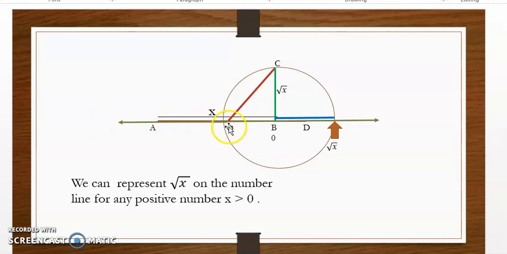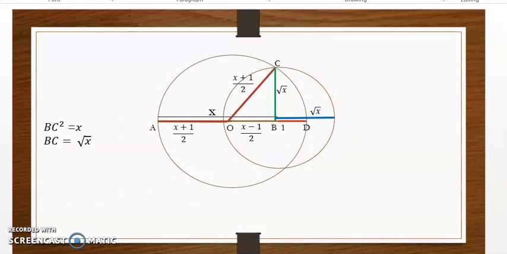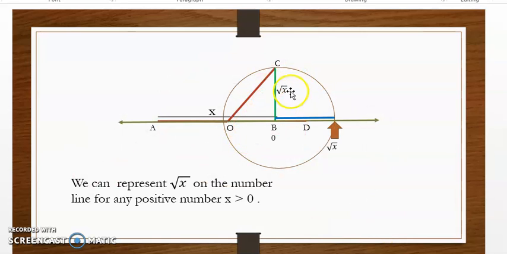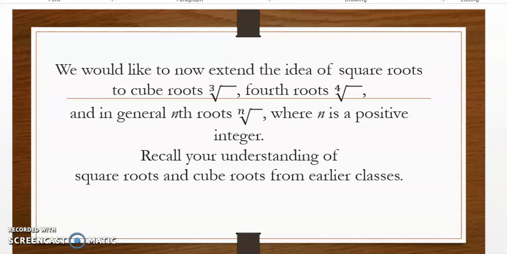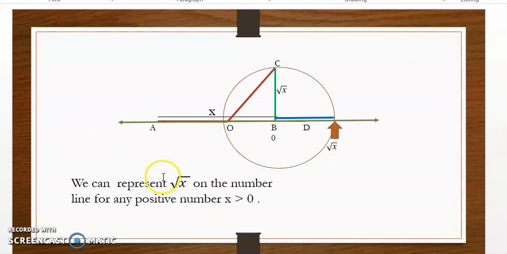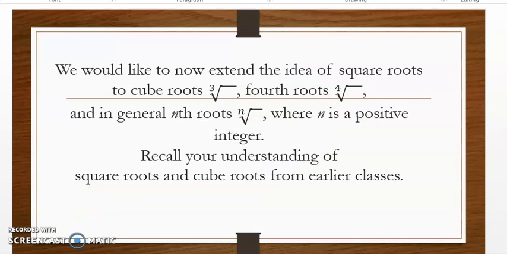See, the only thing is we just have to make the number line, change that B into a 0, and the point where the second circle, not the first bigger circle, the second circle that we made, meets the number line is root x. So in this manner we can represent any root x. For any positive number x greater than 0, we can represent root x on the number line.